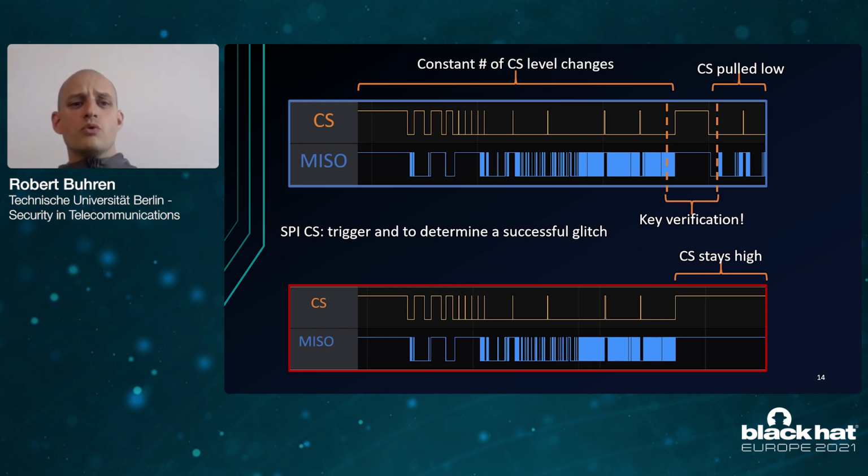So now we have the chip select line that we can use as a trigger to determine when we want to inject a fault, namely during the key verification. And we also can use the chip select line to determine whether our attack was successful or not, because only if the public key was accepted, the chip select line is pulled low again. So we use that information to trigger our attack and to measure success.